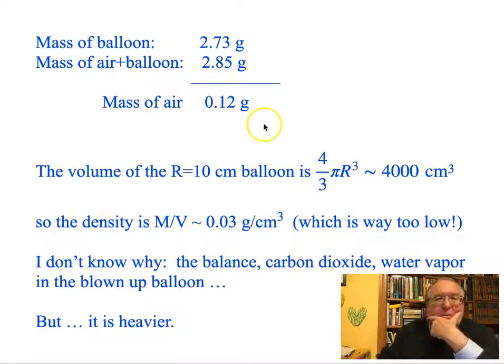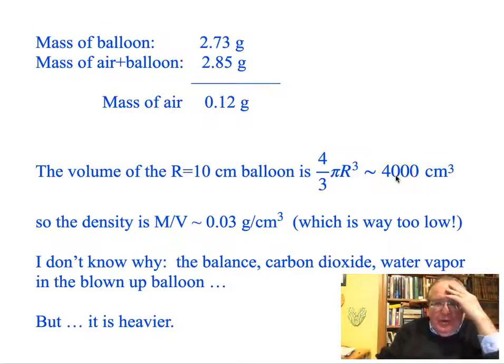Okay, here's the mass of the balloon by itself, 2.73 grams. Mass of air plus balloon is 2.85. So the difference is like 1/10 of a gram. Now the volume turns out to be about 4 liters, actually 4,000 cubic centimeters. So the density came out to be 0.03 grams per cubic centimeter, which, by the way, is way too low.